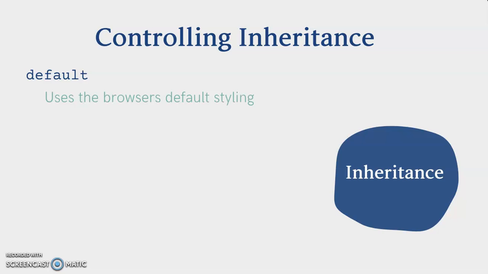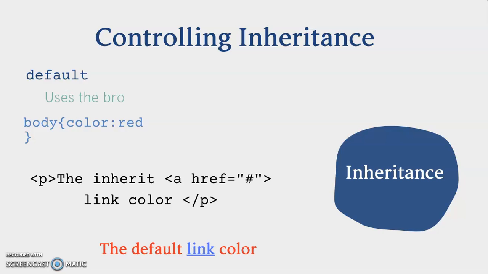Default uses the browser's default stylings. So for example, if a body is styled to the color of red, all of its children will inherit the color red, including the paragraphs. But in this case, where the linking attribute is blue, it is because the default browser uses the color blue for the linking attribute.